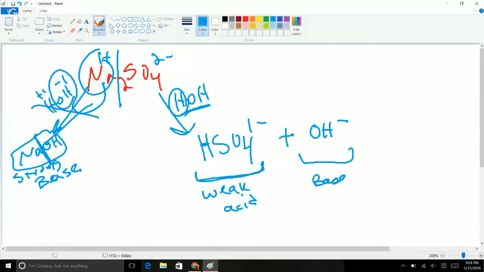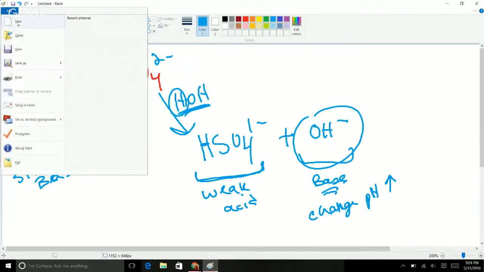And this right here is your base. This is what's going to change the pH. It's going to change your pH to be higher because it's more basic. More basic things have a higher pH, more towards 14. So in this way, Na2SO4 does hydrolyze water because it breaks apart water on its SO4 side and actually reacts with it to create a base. We'll try another example.